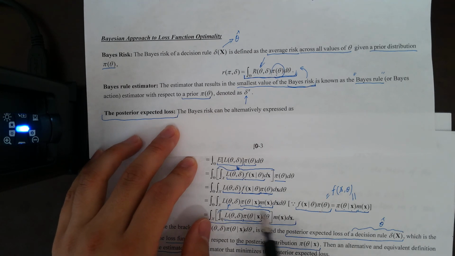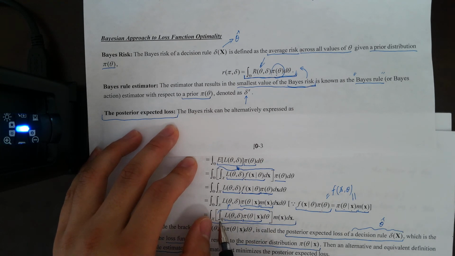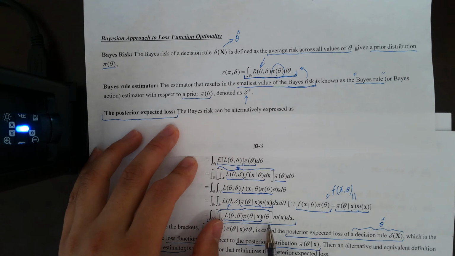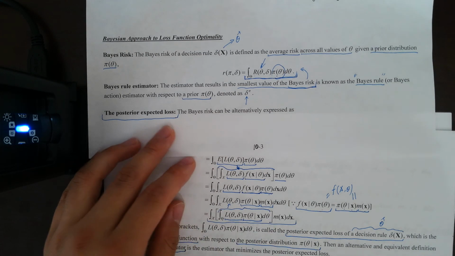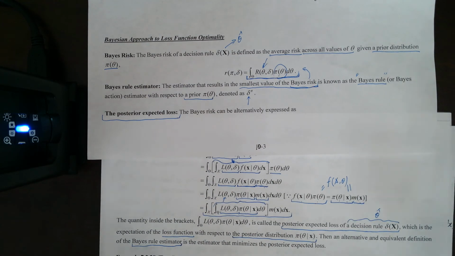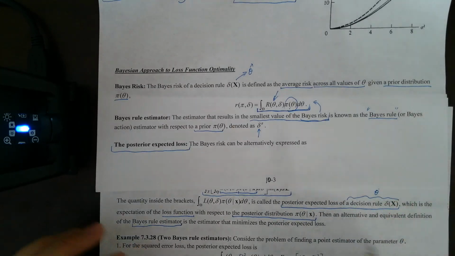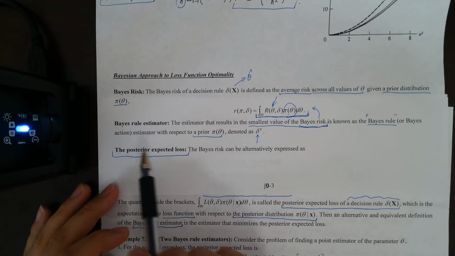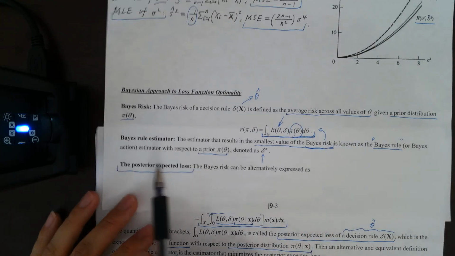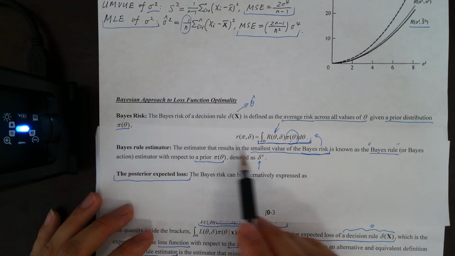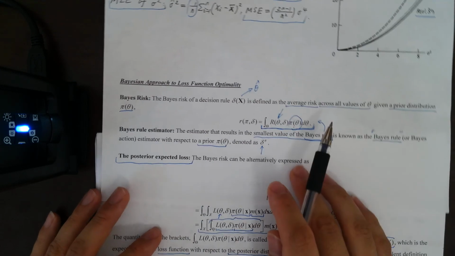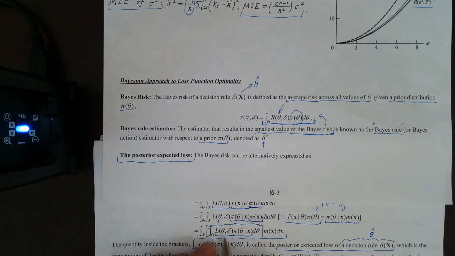We only need to look at the delta that minimizes the terms containing theta, which is this posterior expected loss inside these brackets. So this is about the Bayes rule estimator. We want to find the Bayes rule estimator that minimizes the Bayes risk, which is equivalently to minimize the posterior expected loss, which is here.